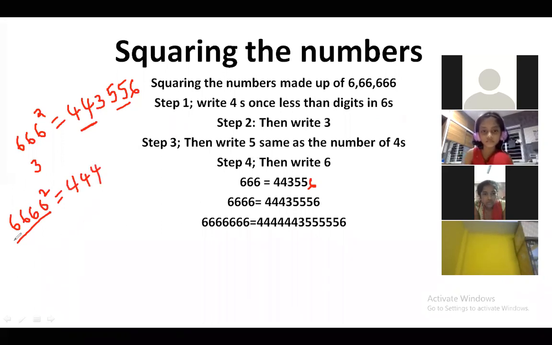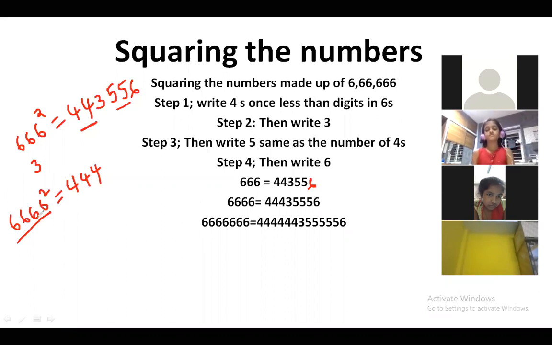Here 4 digits are there, so we have written 3 4s. In the earlier example, 3 digits were there, that's why we wrote 2 4s. Got it? So 1 less than the number of 6s.